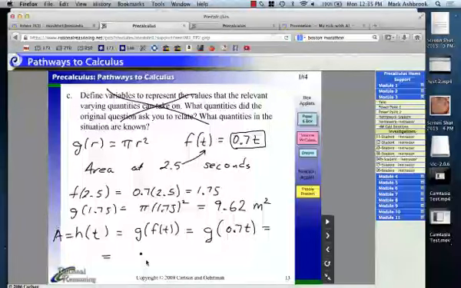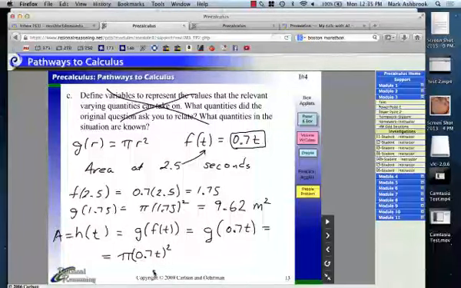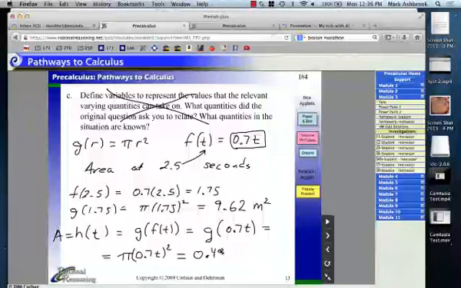So we're going to take the input, and we're going to do what first? Square it. And then multiply it by pi. You see what I did? That tells me if I put anything into G, we're going to square it, and we're going to multiply it by pi. So I took that, I squared it, and I multiplied it by pi. And then I can simplify that, and I get 0.49 pi t squared. Okay? And so this is the rule for our h function.